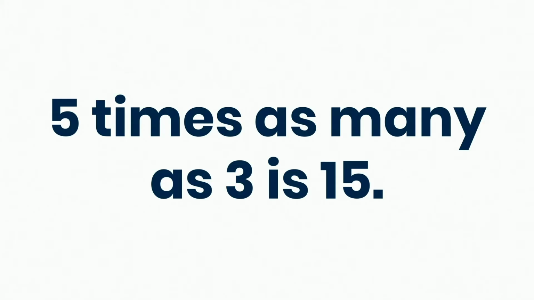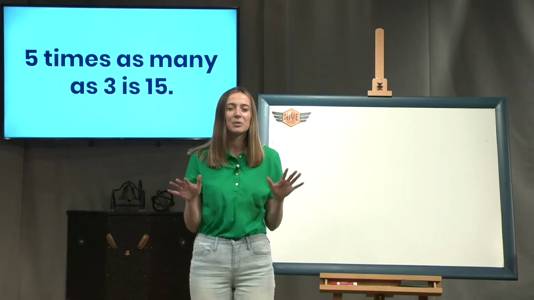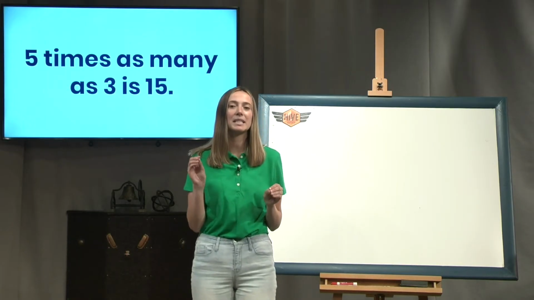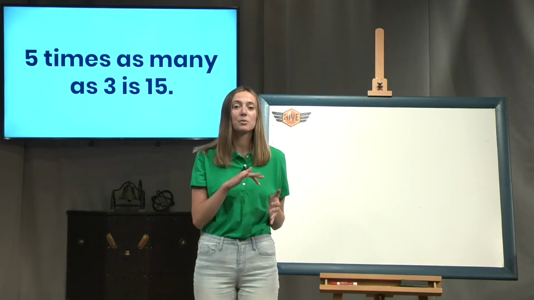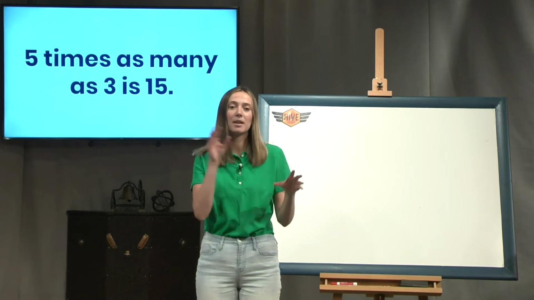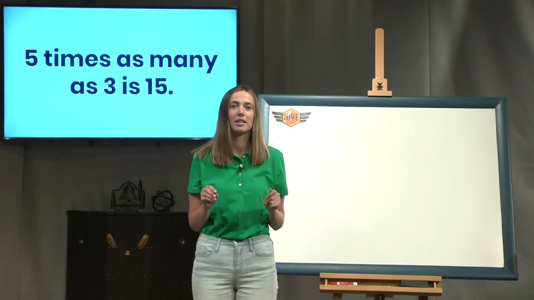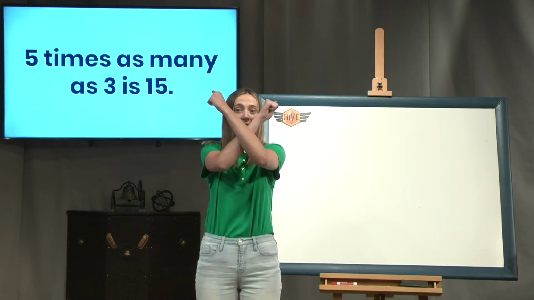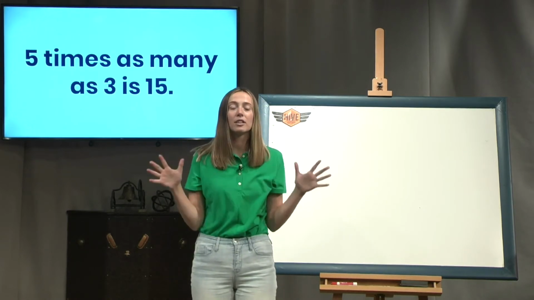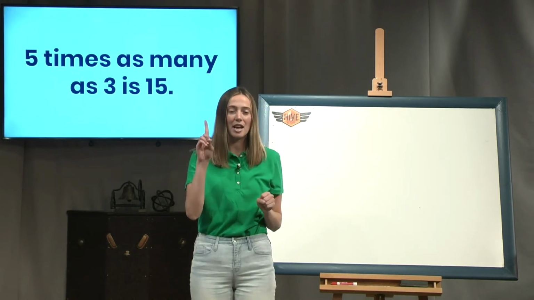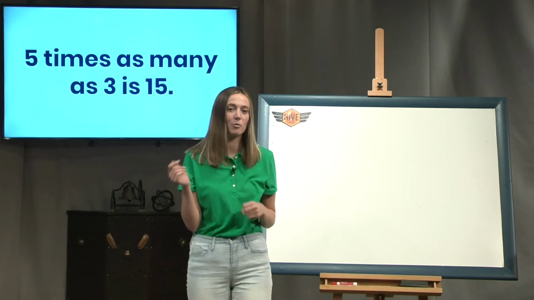Let's try another one. Okay, our next problem we're going to interpret is 5 times as many as 3 is 15. Now this is worded a little bit differently because it doesn't have the number is first. Our last one said 10 is, but this time it kind of flip-flopped them around. So we have 5 times as many as 3 is 15. We're still going to do the same thing.